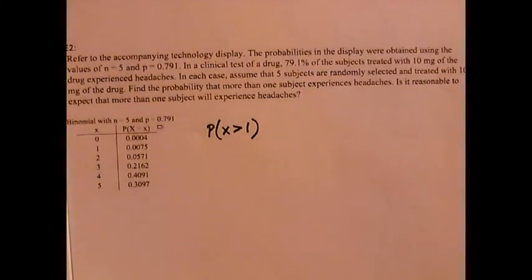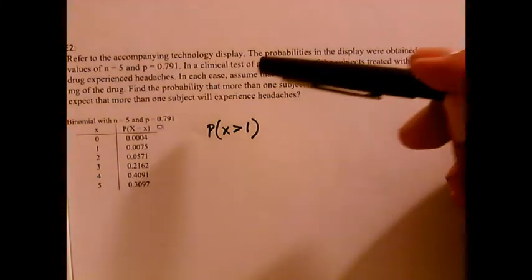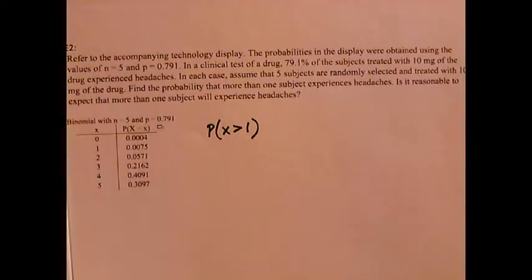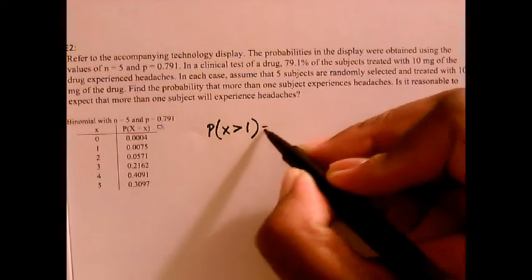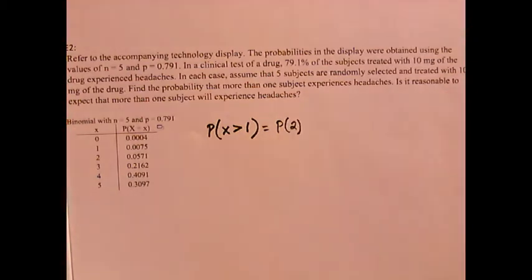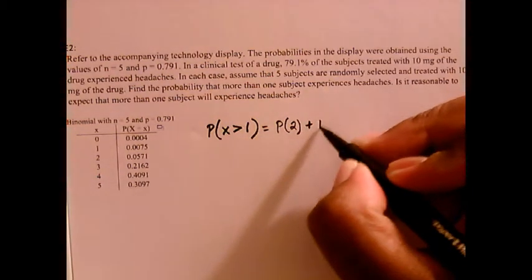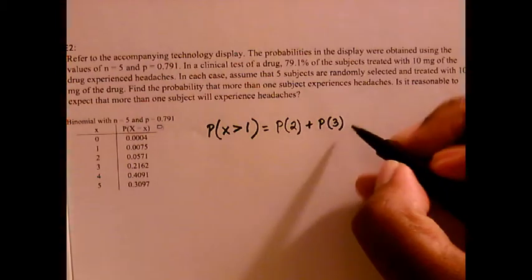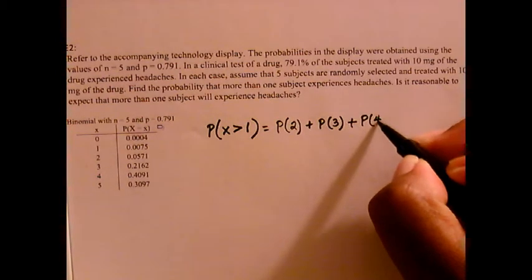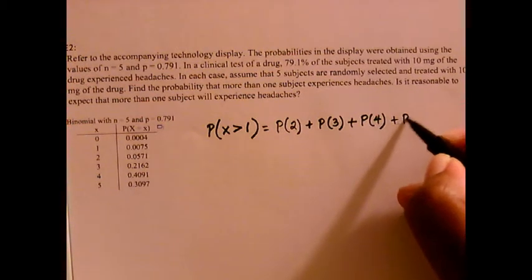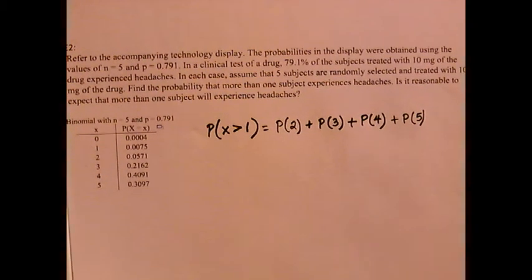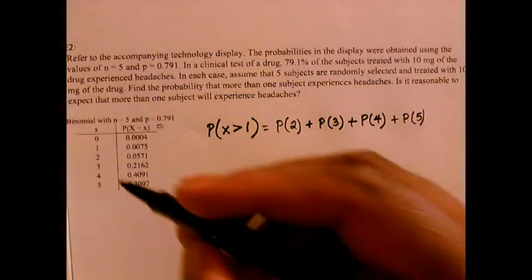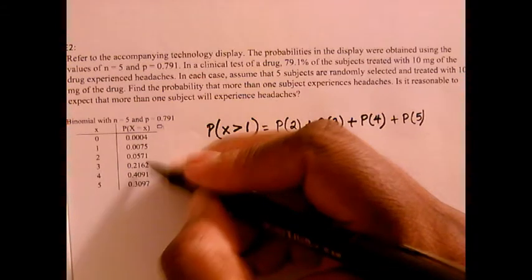Now, if we were to write that in symbolic notation, it'll be x is greater than 1, because it says more than 1. So in other words, it cannot be exactly 1. So what we're going to need to find is the probability of exactly 2 experiencing headaches, the probability of exactly 3 experiencing headaches, the probability of exactly 4 experiencing headaches, and the probability that all 5 experience headaches. Okay? So we're just simply going to add these probability values together.